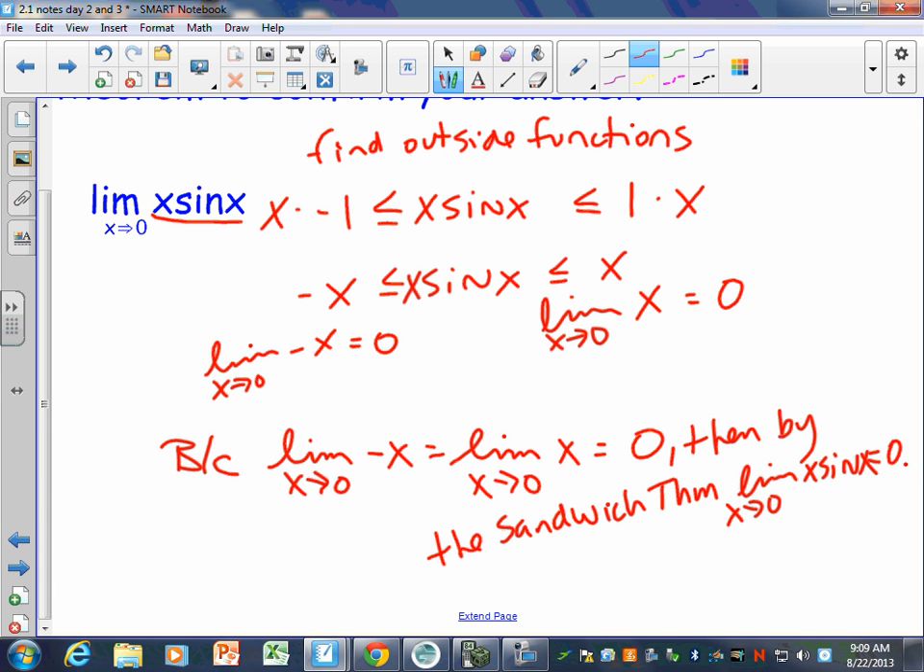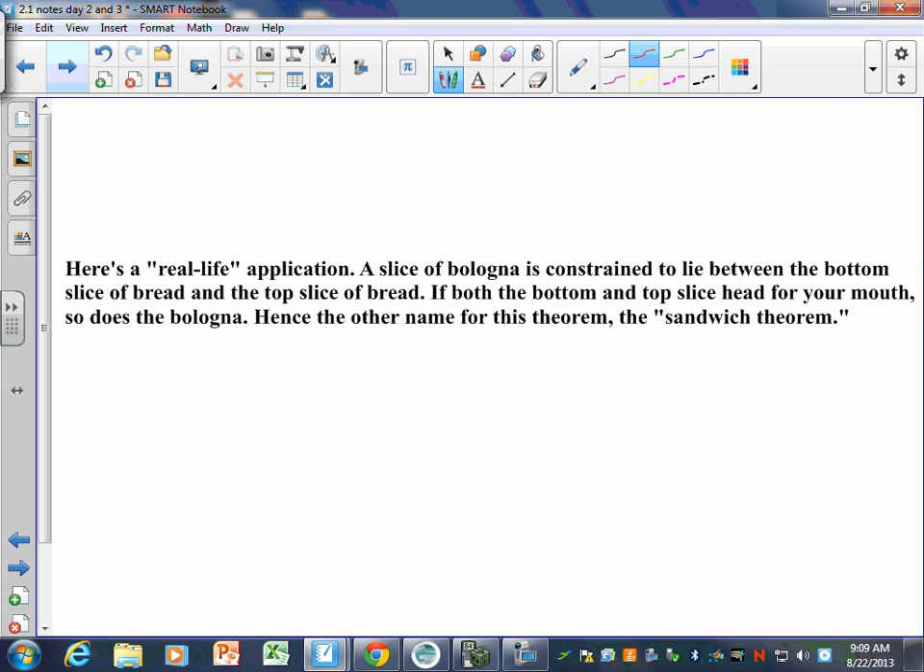Someone at a calculus conference gave me this next little thing. You don't have to write this down, but it's a real life application, because one of their students asked what's the real life application of the sandwich theorem. The slice of bologna is constrained to lie between the bottom slice of bread and the top slice of bread. If both the bottom and the top slice head for your mouth, so does the bologna. You can't escape. Hence the other name for this theorem, the sandwich theorem.